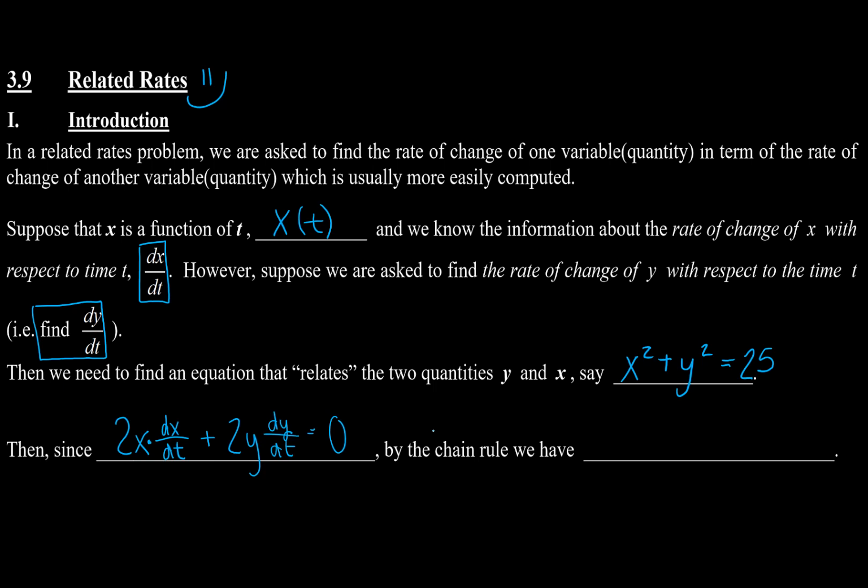So by the chain rule and implicit differentiation, we end up with this equation for the change of y with respect to time. That's essentially what we end up doing for related rates. Now, this is just a rough introduction. So let's look at what we would do for other types of problems.